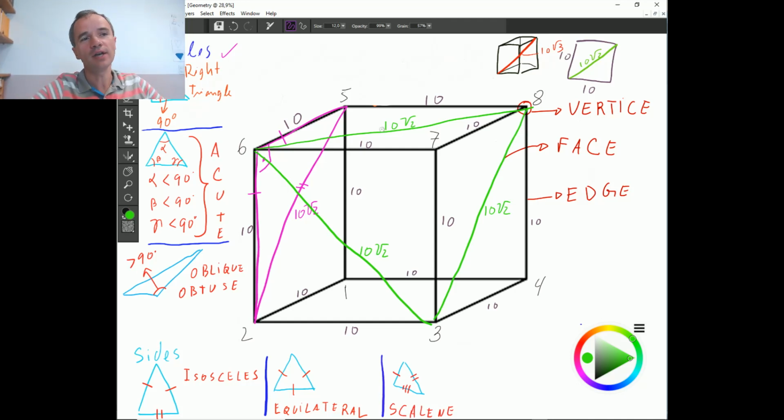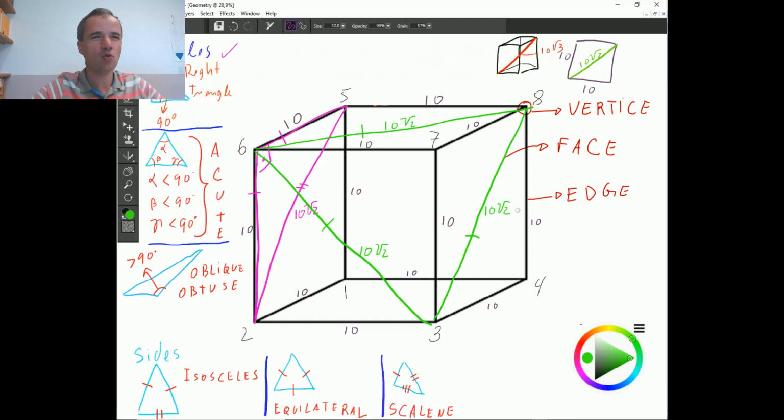So can you see? This side is the same as this side, the same as these sides. Meaning that all these sides are equal. So what's going to be the classification of this triangle according to its sides? It's going to be equilateral. Everybody is the same. Equilateral. What about if we take this triangle in here?